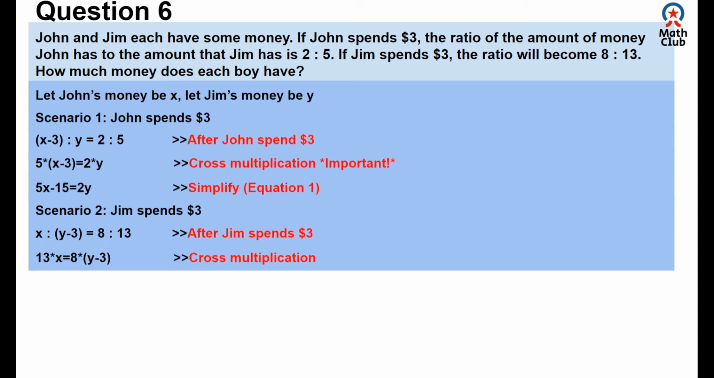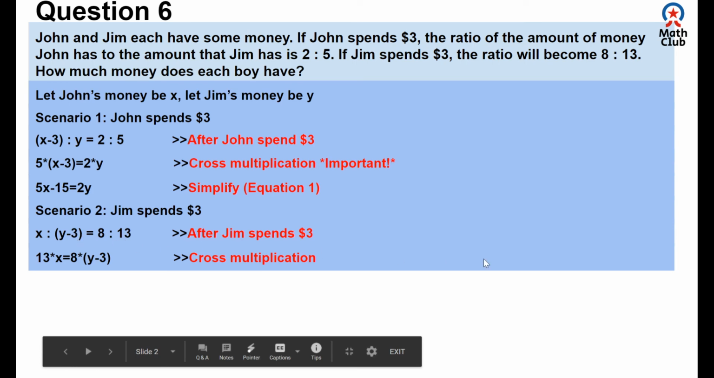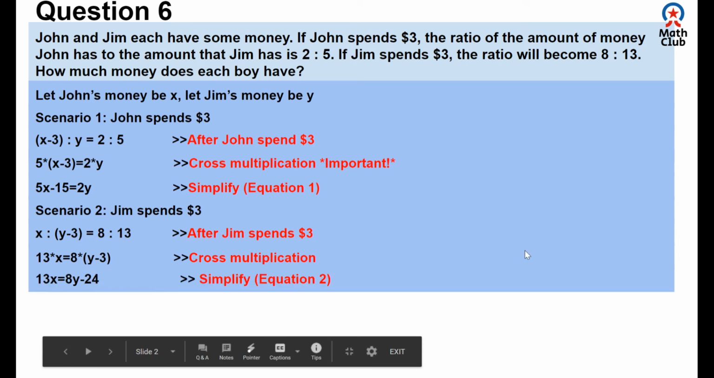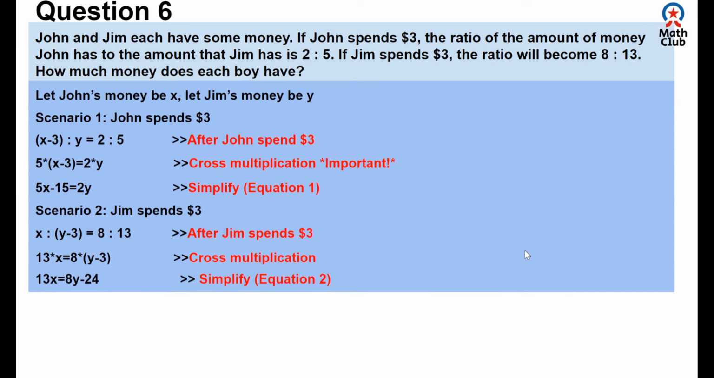And again, we do the cross multiplication. We multiply x by 13 and we multiply (y minus 3) bracketed with 8. Just to take note, the bracket is actually not needed in this equation over here, but I put it there to be more clear. So we can simplify this equation. 13x equals 8y minus 24. And over here, we can start solving.